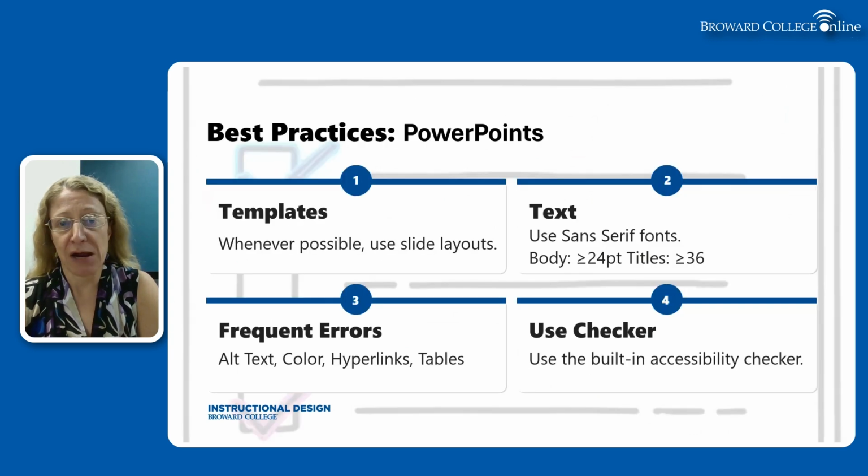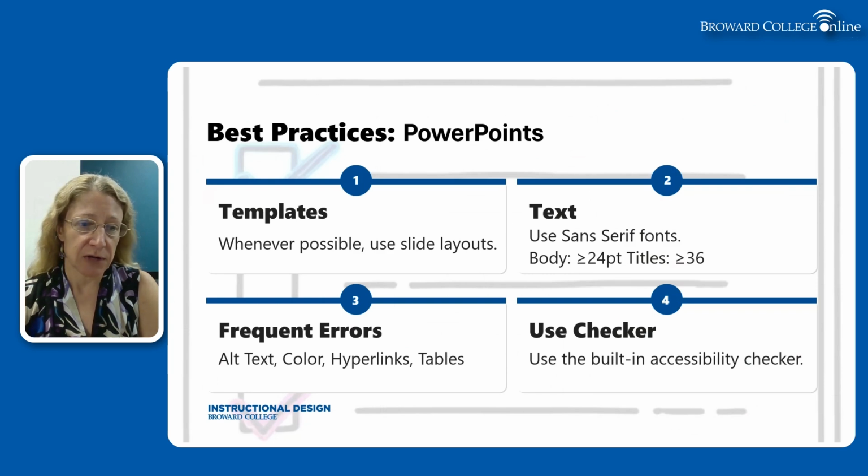Best practices for PowerPoints include use templates whenever possible. These designs use slide layouts that are normally accessible. The second thing you can do is have your text use sans serif font, which means there's no caps on the ends of the letters and they're very simple. For body text, you want it to be greater or equal to 24 point and titles greater than or equal to 36 point.